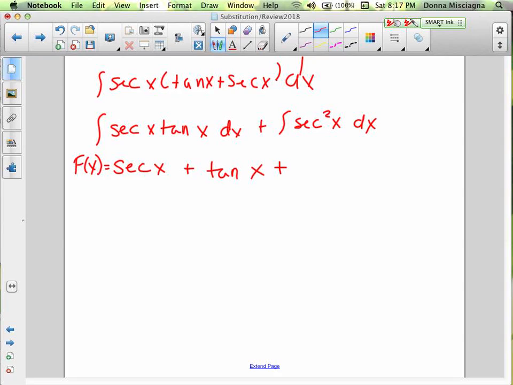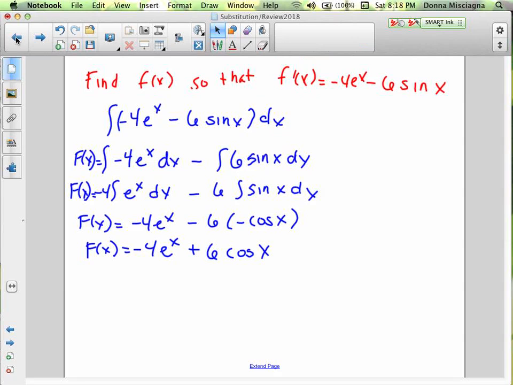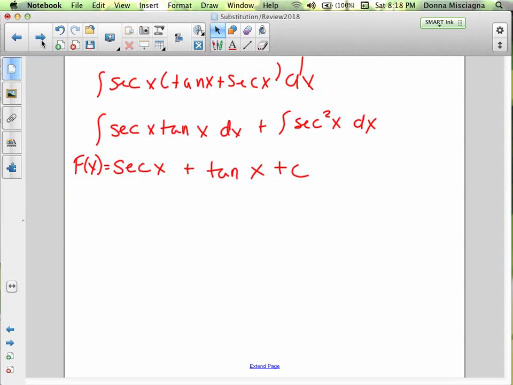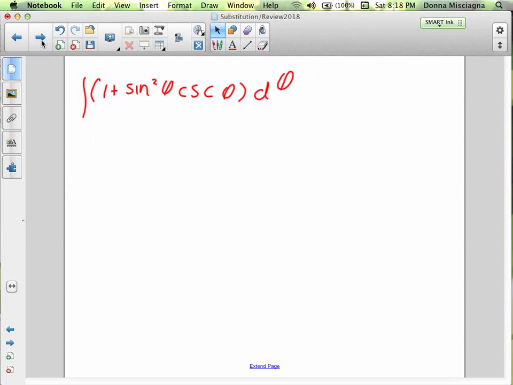And then plus c. Don't forget the plus c. Did I remember the plus c in the last one? No, and nobody said anything. Plus c, because when we take the derivative, we lose the constant. So when we integrate, we've got to put it back. We have some constant that was lost. I think that was the only one I forgot to see on. Let's try the next one.